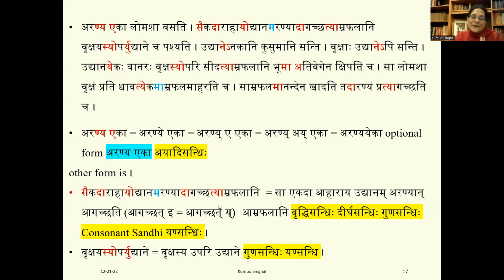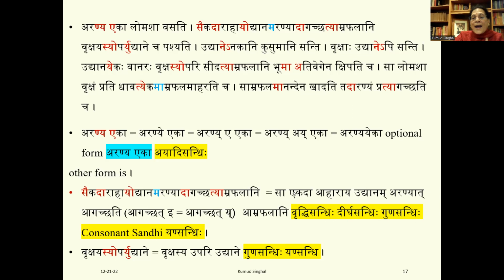Let me go through this word again. So this long word is sa ekda aharaya udyanam aranyat agachati amra phalani. Once she goes to the garden from the forest in search of the food, comes to the udyan, comes to the garden from the forest. Then the amra phalani is related to the next sentence.